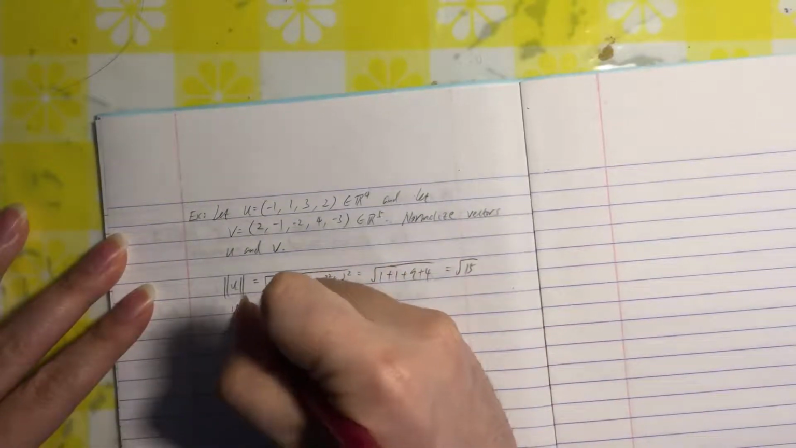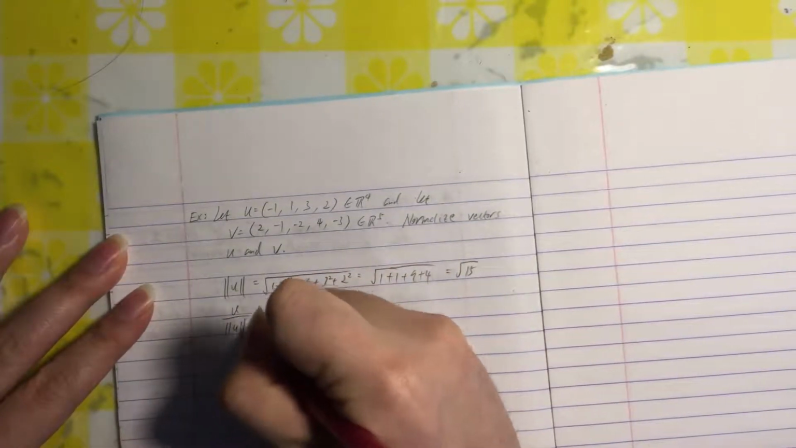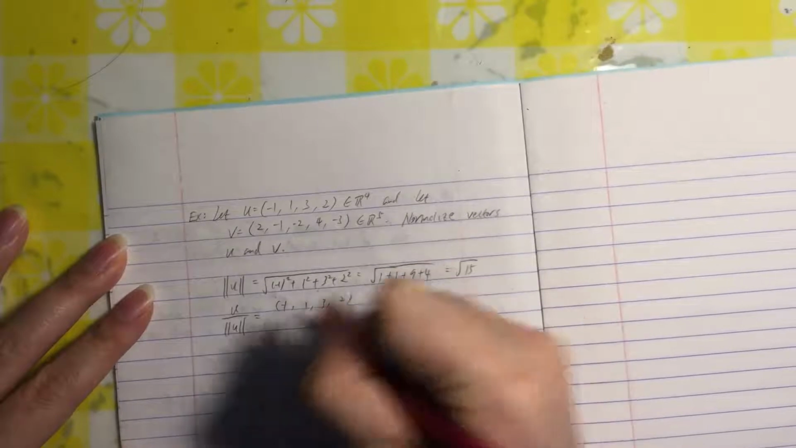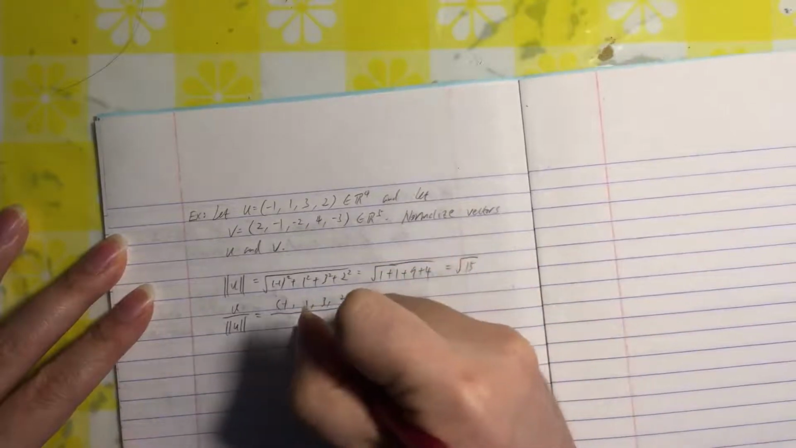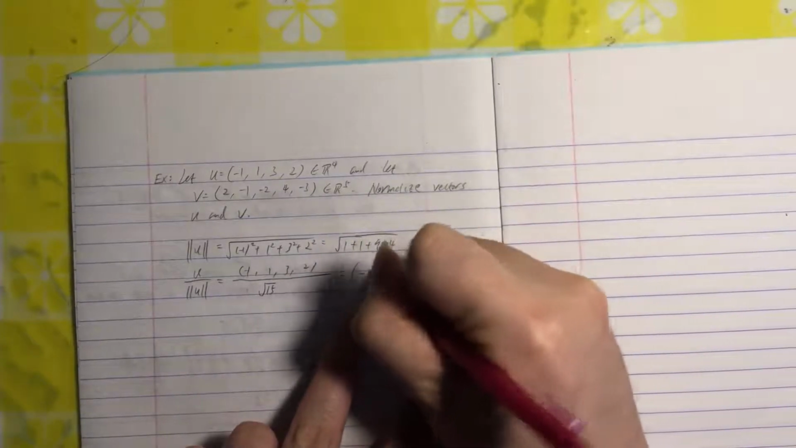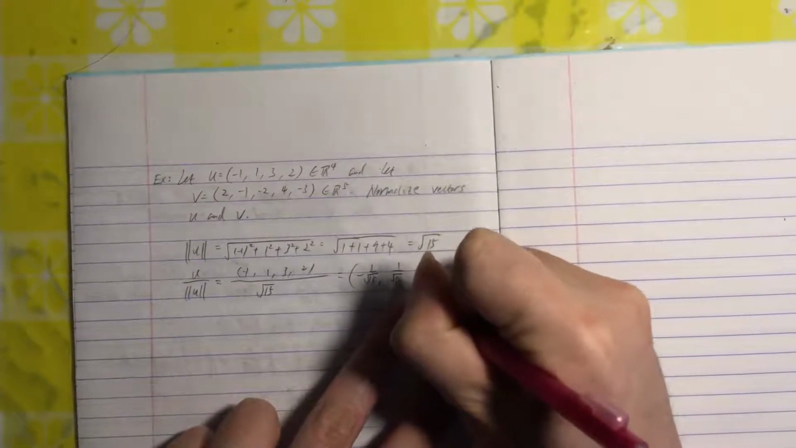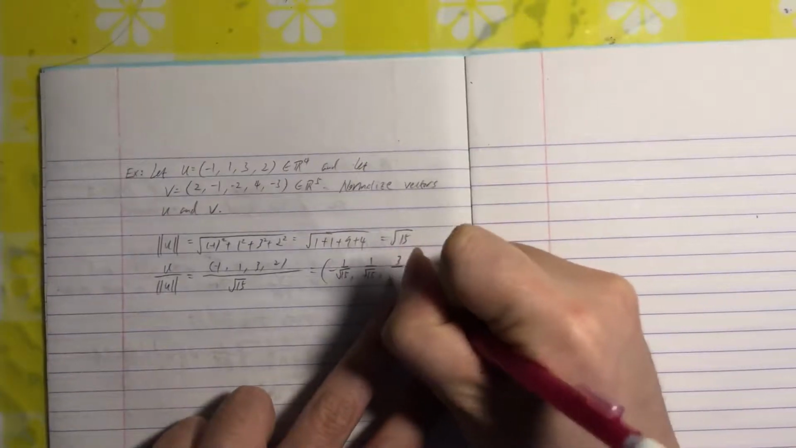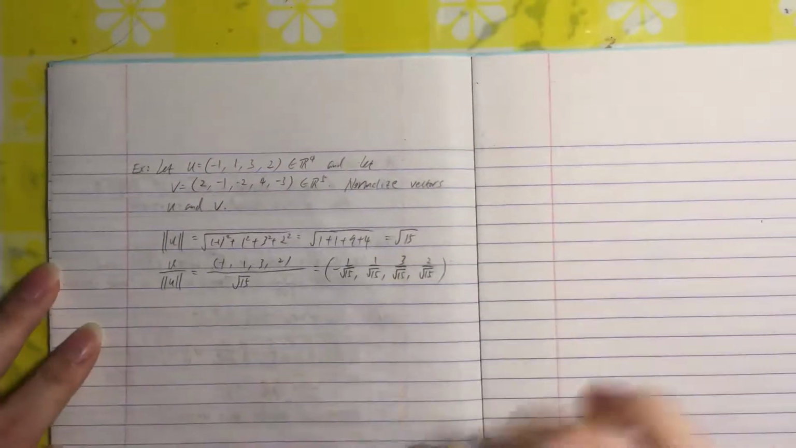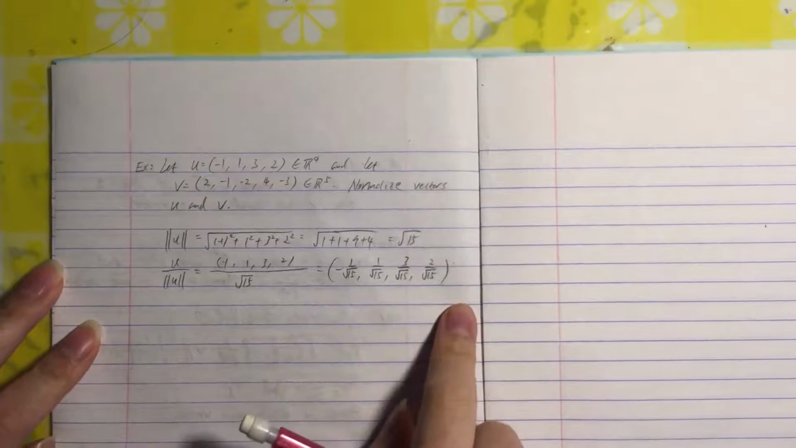Next, take vector u divided by its norm. Vector u is the vector -1, 1, 3, 2. Its norm is square root of 15. So take each component, divide by square root of 15. I get -1 over square root of 15, 1 over square root of 15, 3 over square root of 15, and 2 over square root of 15. This is a unit vector in the same direction of vector u.